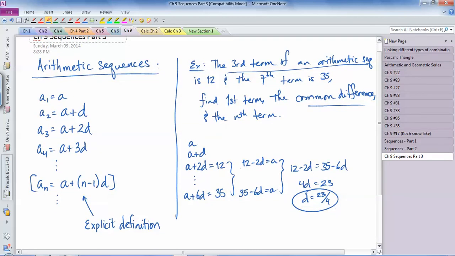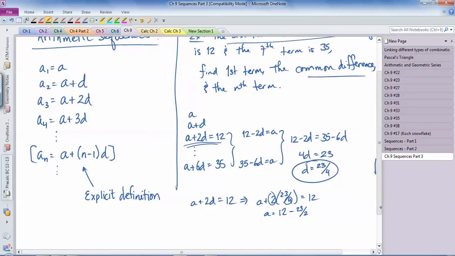Well, let me plug it back into one of the equations that I know here. So A plus 2D equals 12. That means A plus 2 times 23 over 4 equals 12. If we work that out, A equals 12 minus 23 over 2, because I can cancel a 2 with that 4 and get a half instead. And then if you work that out, that's 24 over 2 minus 23 over 2, which ends up being 1/2. So the first term is a half.